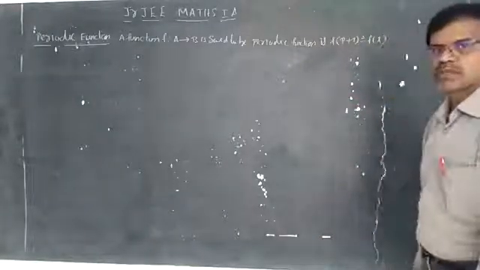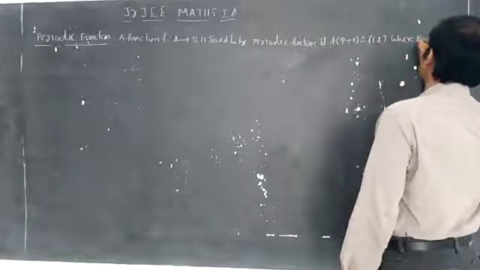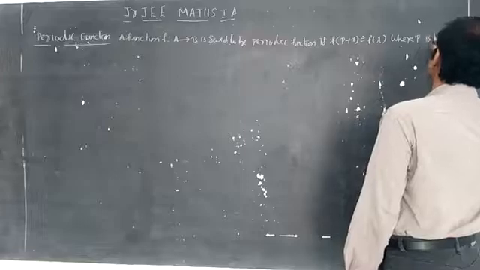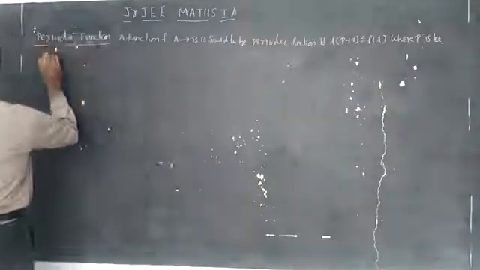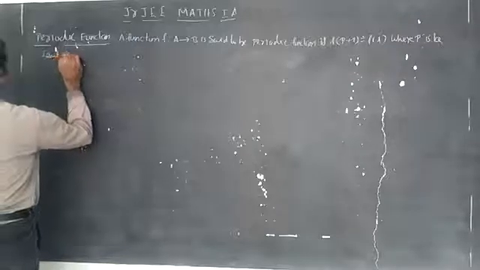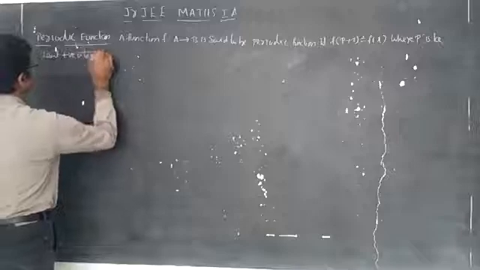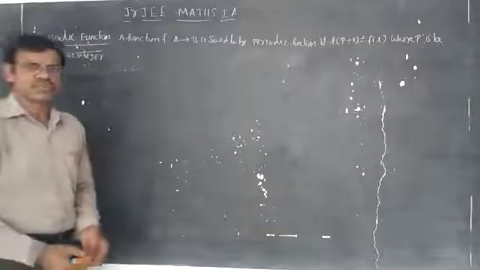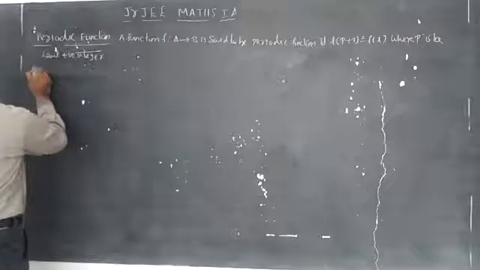If f of p plus x is equal to f of x, where p is the least positive integer, it is the main point. P is the least positive integer. Now, let us write the example.